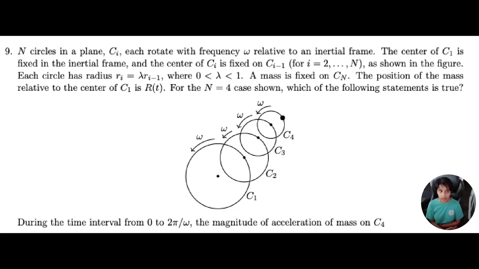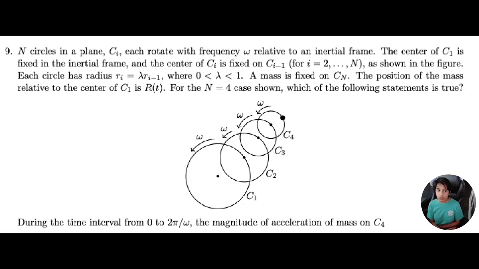Hello. Today we'll be discussing the 2025 F equals ma problem 9. The problem states as follows. N circles in a plane, Ci, each rotate with frequency omega relative to an inertial frame. The center of C1 is fixed in the inertial frame, and the center of Ci is fixed on Ci minus 1 for i equals 2 to n, as shown in the figure.